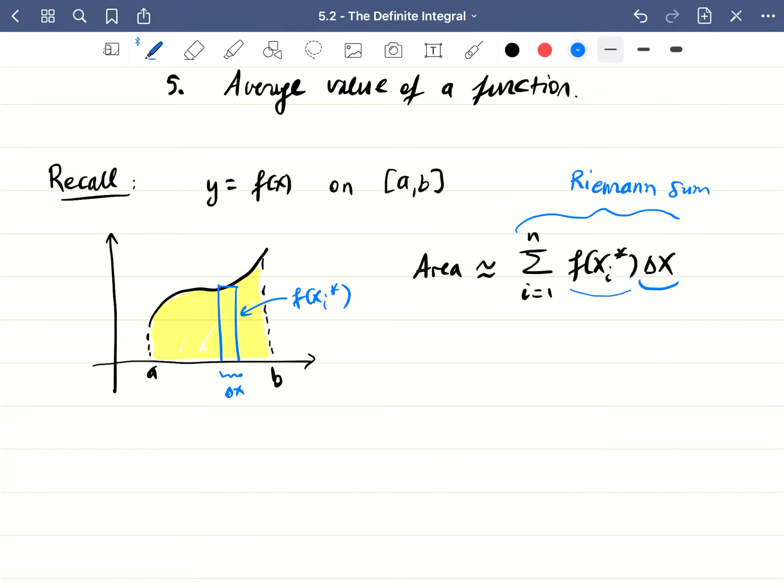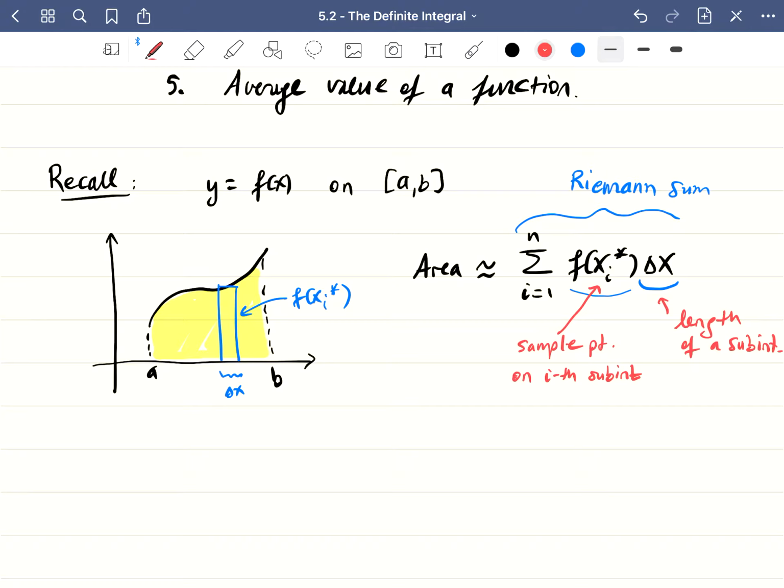Okay, so this xi star here is a point on the ith subinterval, and this is the length of a subinterval. Okay, so we did this in section 5.1. So basically we're saying that the area is approximately the Riemann sum.